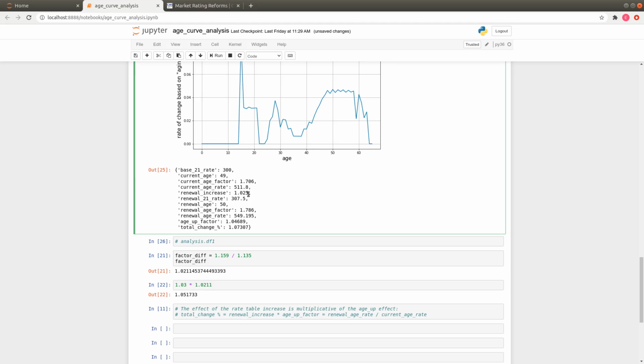Then in year 2, we have a 2.5% rate increase on the table. That means the age 21 rate is 307.50, but the member is now 50 years old. The factor at age 50 is 1.786. That represents a factor difference of 4.68%. So the member experiences a 7.3% price difference, even though the plan only had a 2.5% table difference.